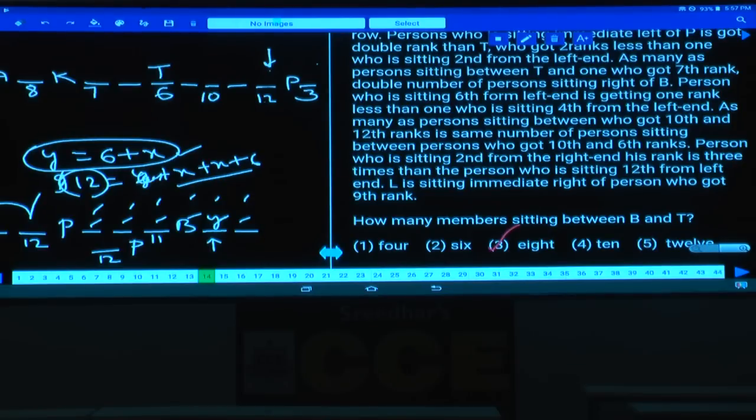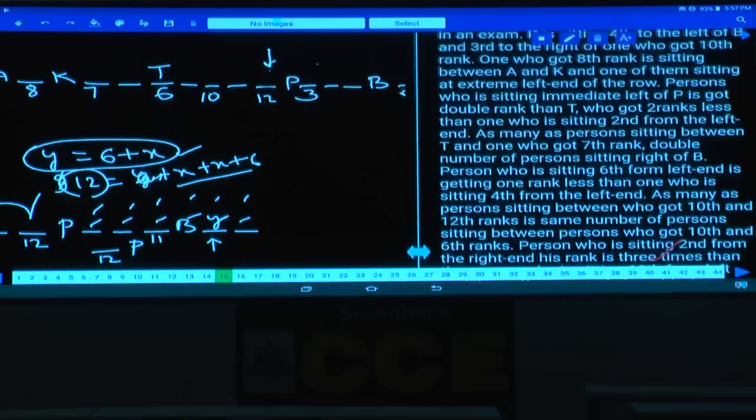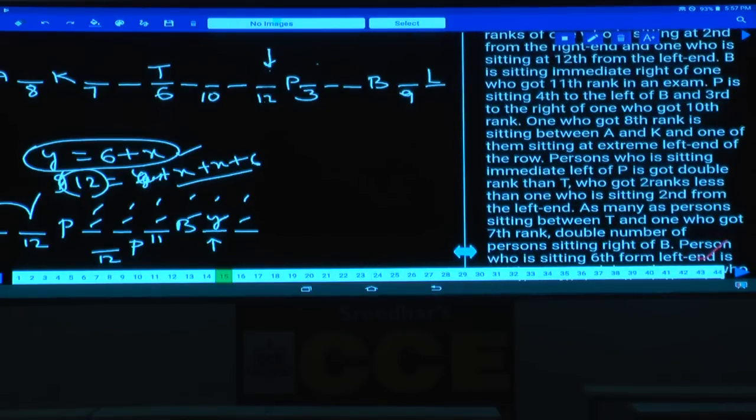Then who is sitting to the immediate left of the one who got 7th rank? Immediate left of the one who got the 7th rank. Then who is that person? Tell me here. K is that person. Done with this? And this is about question numbers 11 to 15. Certain number of persons in a row, isn't it? Now the number of persons is not known and the ranks were given. Done?